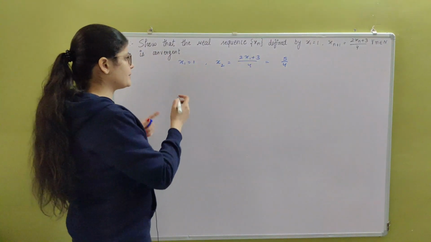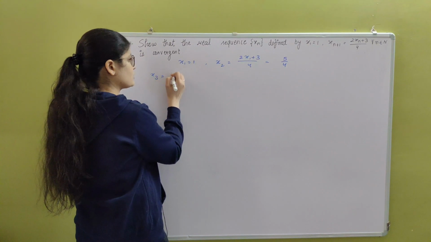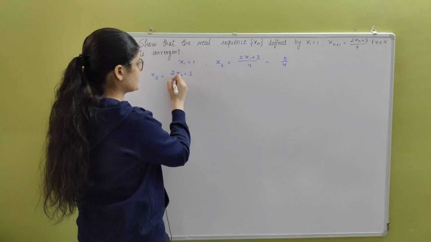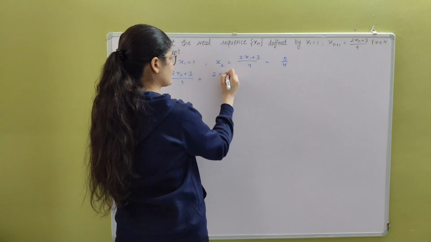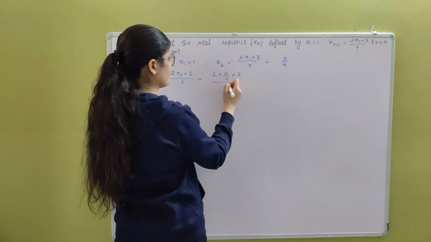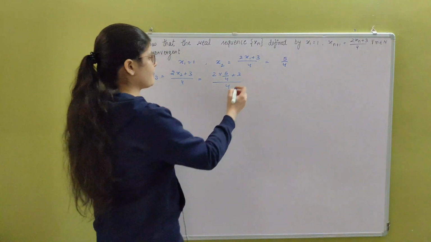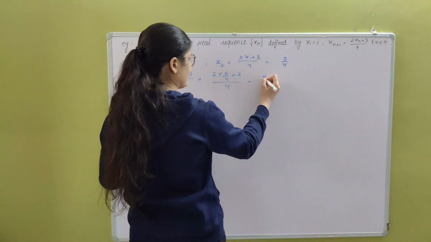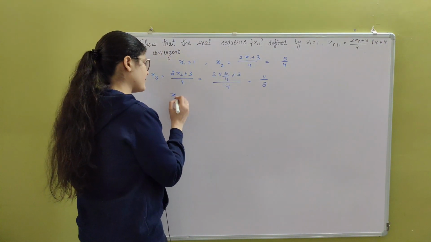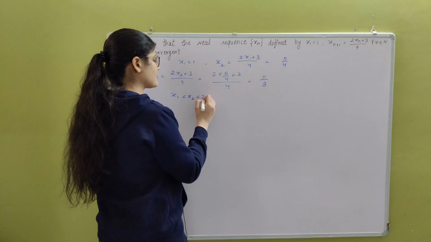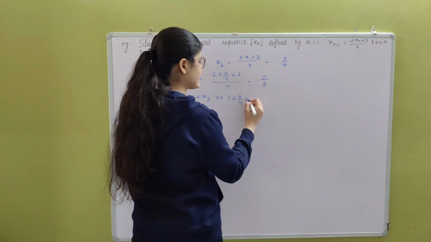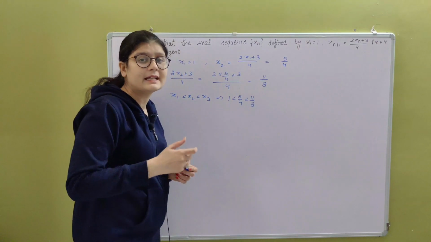So now we have the second term of the sequence. Now let's see what our third term is. So x3 is equal to (2 times x2 plus 3) divided by 4. That makes it twice 5 by 4, plus 3, and divided by 4. Right, now let's simplify it. When you simplify it, you will get 11 by 8. Okay, so now I can see that the first term x1 is less than x2, which is less than x3. That means 1 is less than 5 by 4, which is less than 11 by 8. The sequence is slightly increasing.